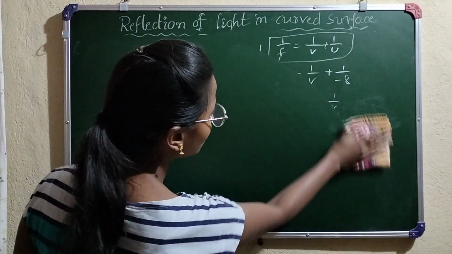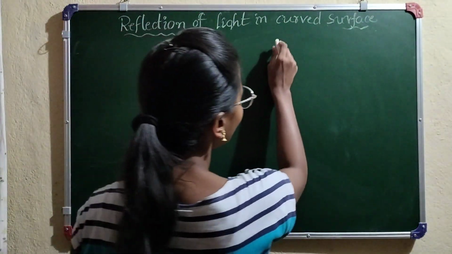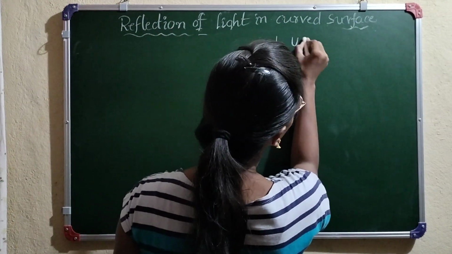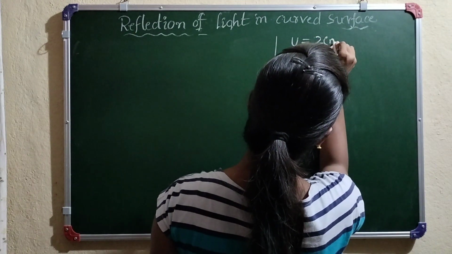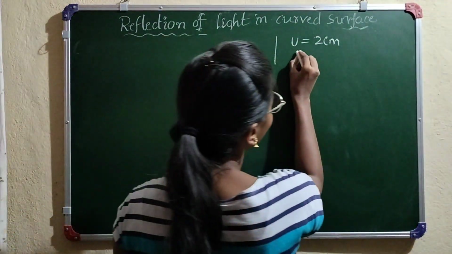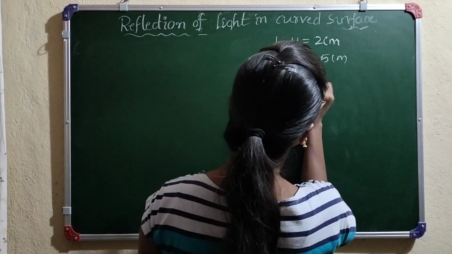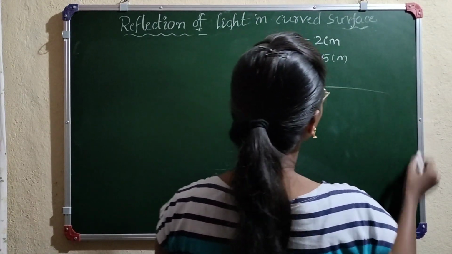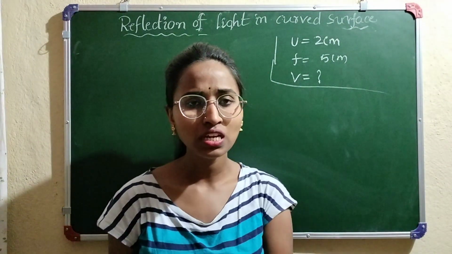We'll discuss the... and for you who are watching this video, I am giving one problem to you. I am keeping an object in front of a concave mirror at 2 centimeters distance, and the mirror has a focal length of 5 centimeters. Then find out the image distance v. Object distance is 2 centimeters, focal length is 5 centimeters. Find out the image distance.